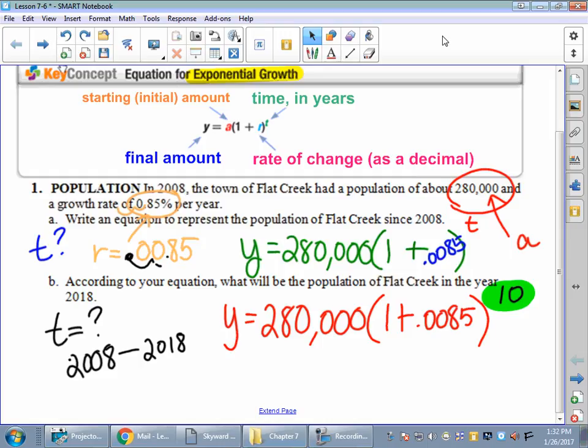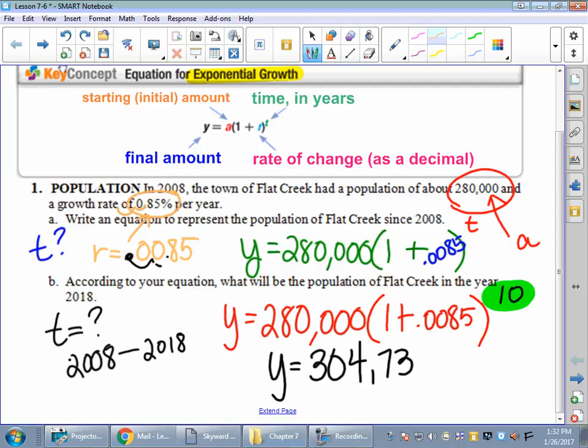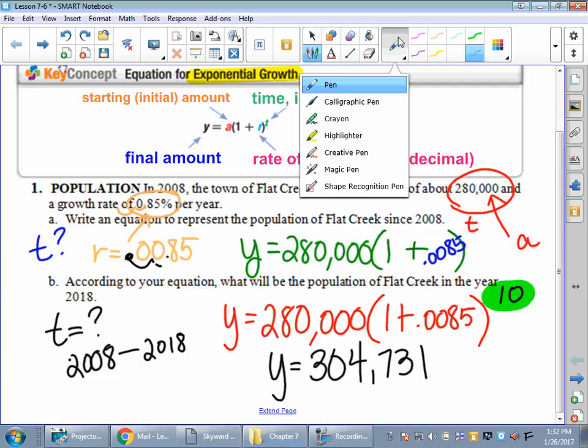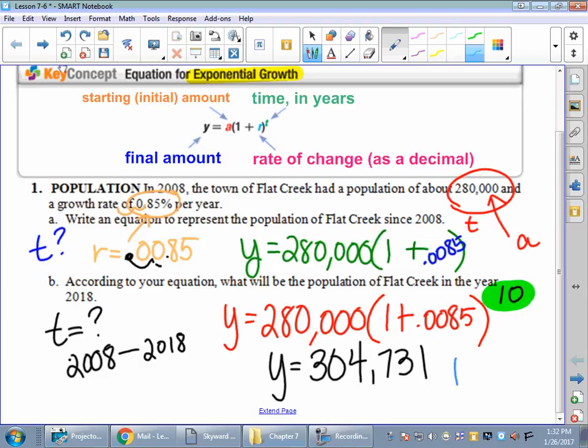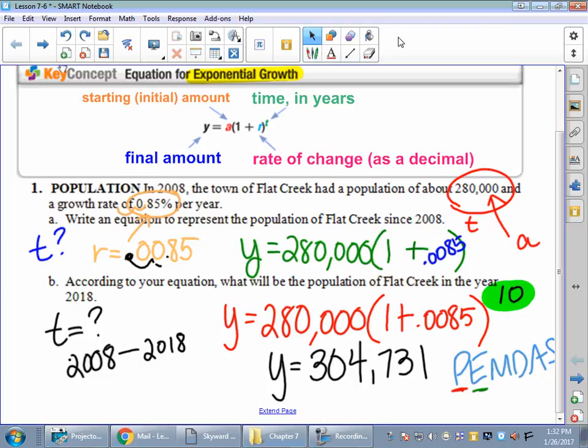So I'm going to end up with a final answer, and we'll go through this in class too, of 304,731. I rounded that to the nearest person because it's a decimal. I'll get a crazy decimal for that, but I'm just not going to. So we have to follow order of operations, which means that I had to do the parentheses first. I had to do the 10th power exponent next, and then I had to finish by multiplying by 280,000.